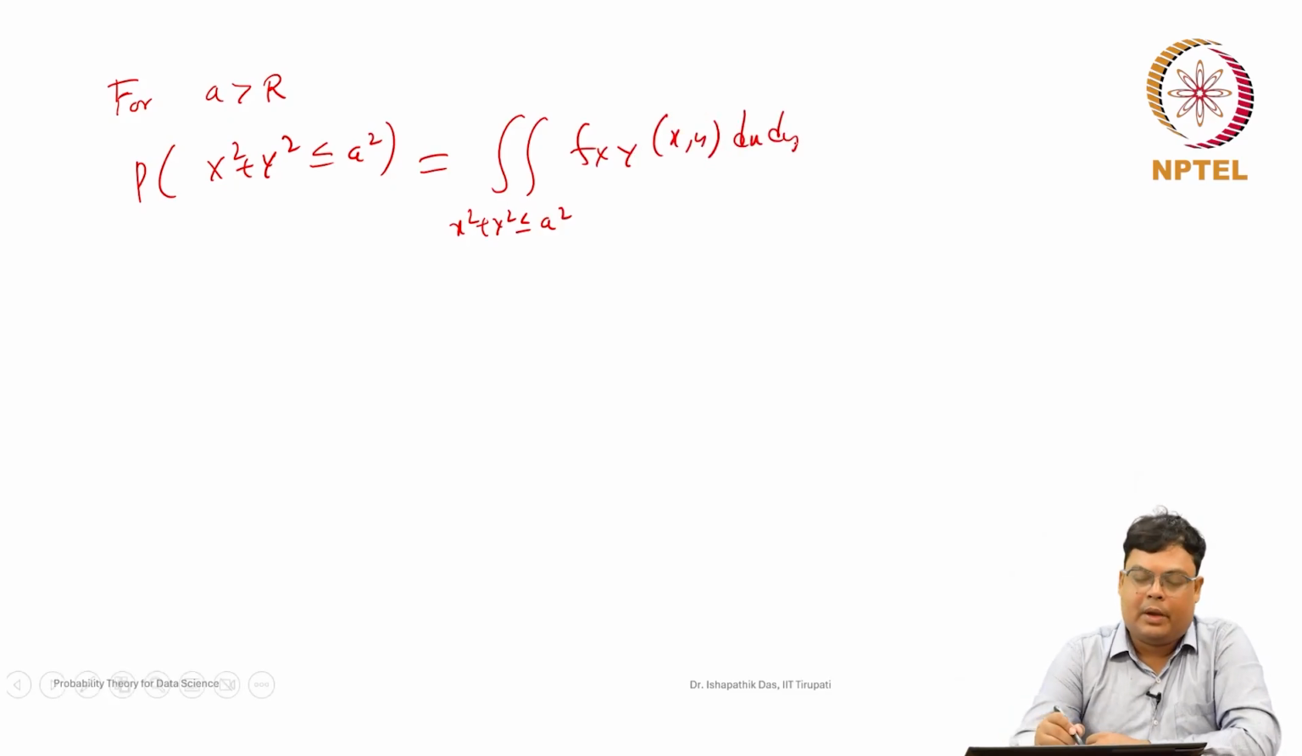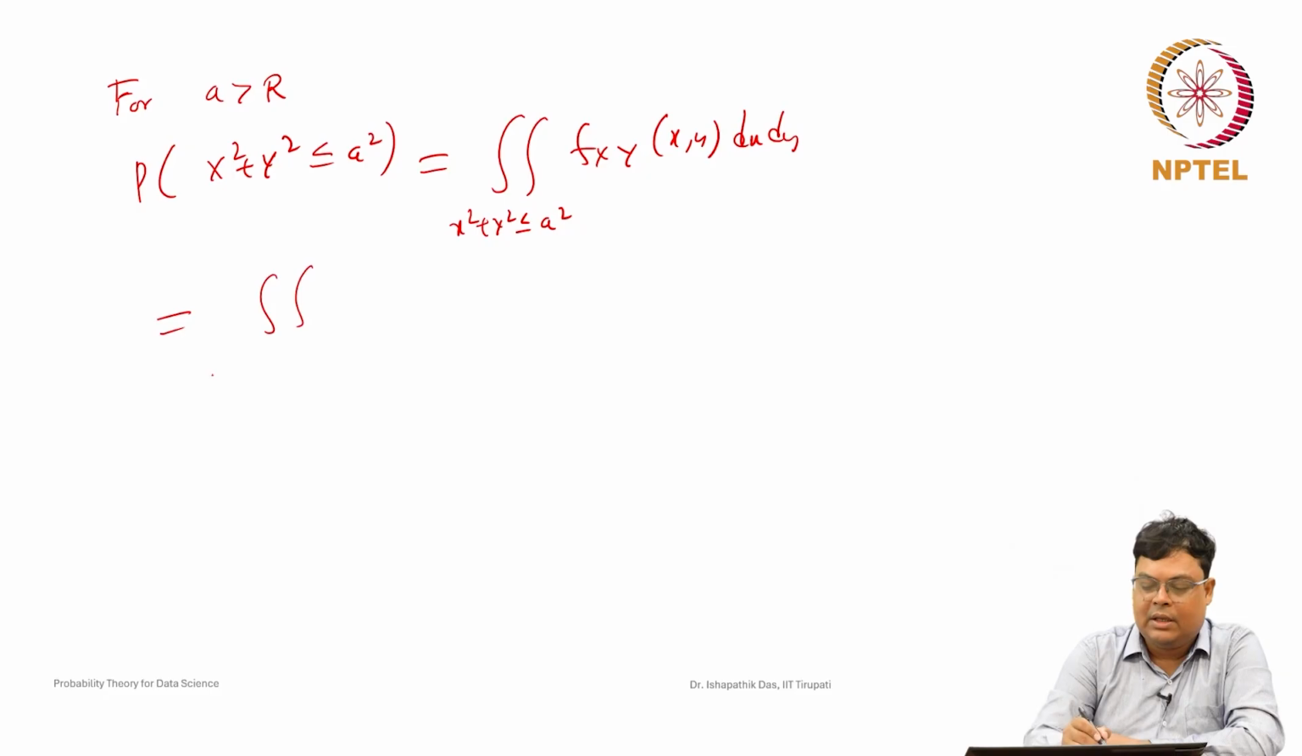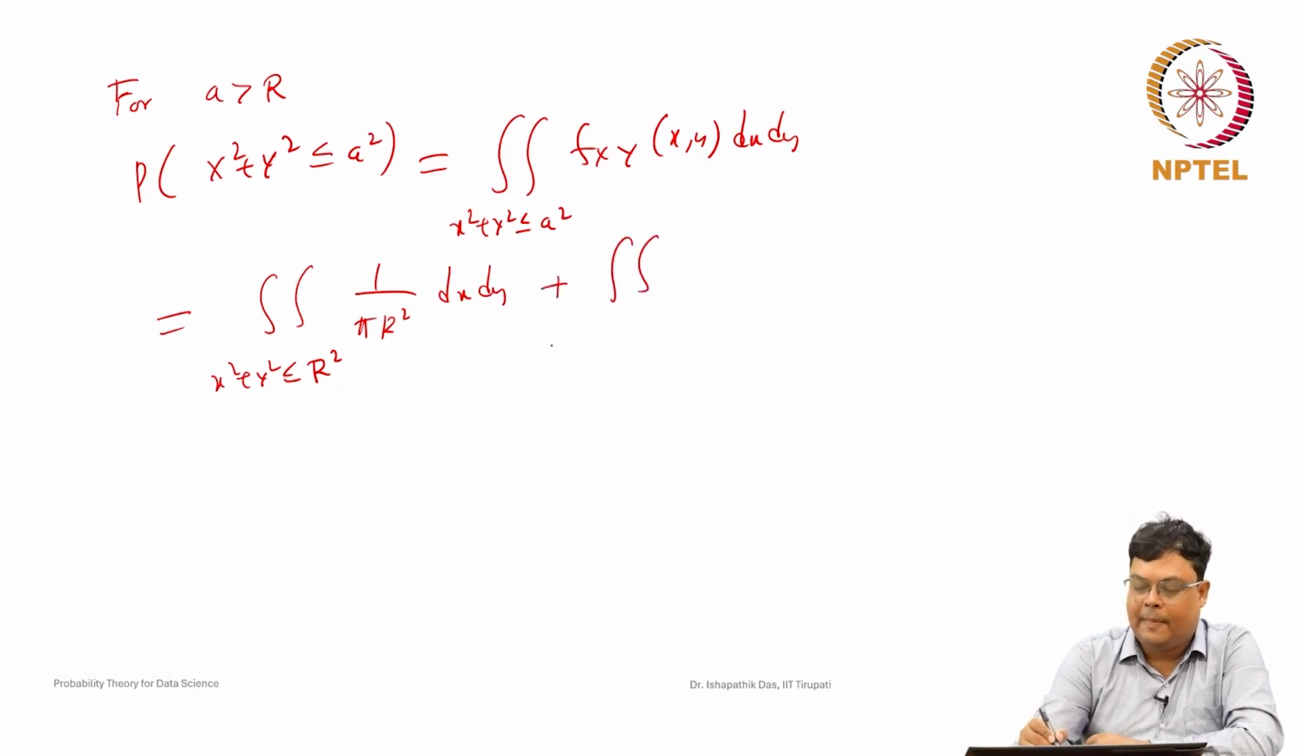So, x square plus y square less than or equal to a square, where a is greater than r. So, the density will be 0 outside the circle. Basically, this integration can be divided like this: the integral over x square plus y square less than or equal to r square of f x y, the density function, dx dy inside the region, plus the integral over x square plus y square greater than r square and less than or equal to a square.